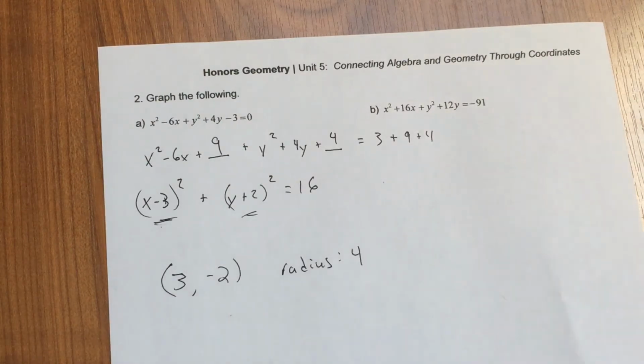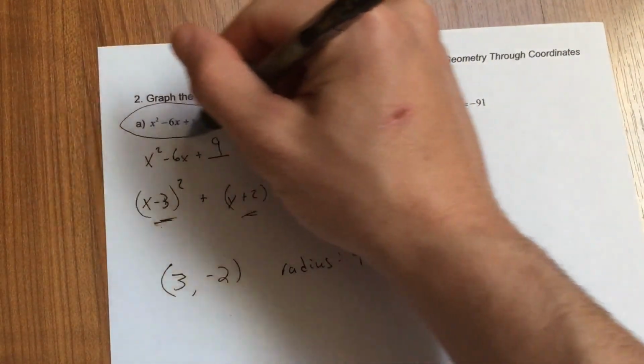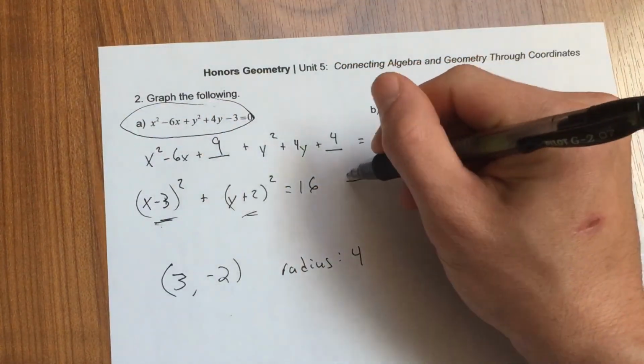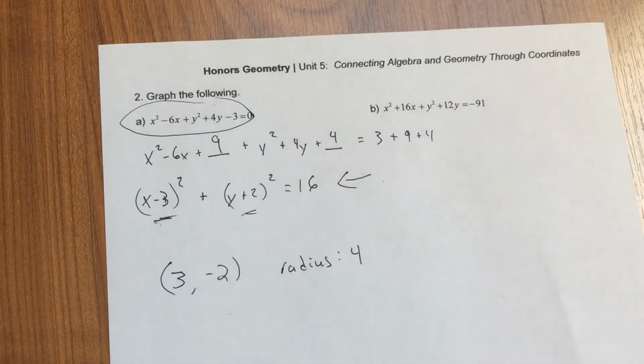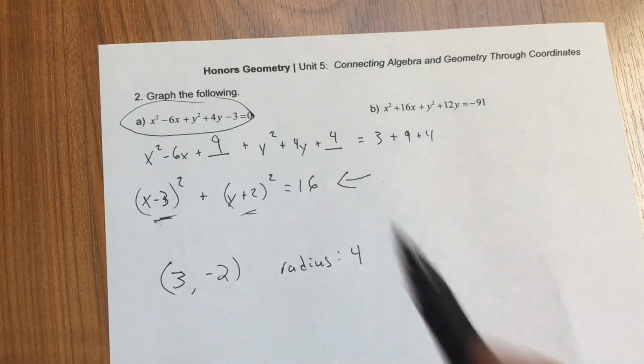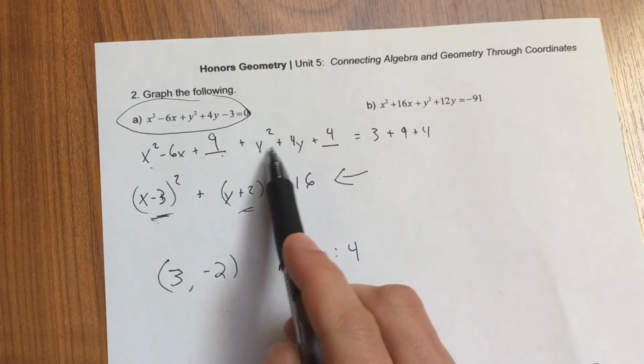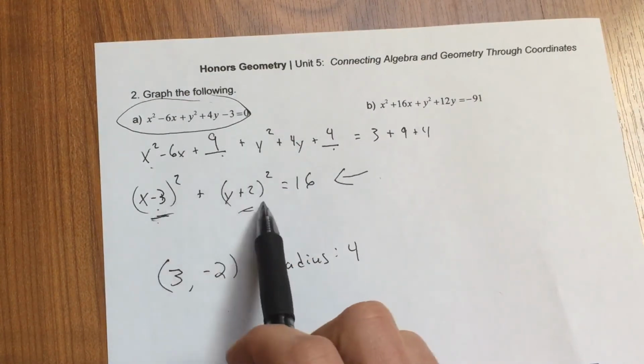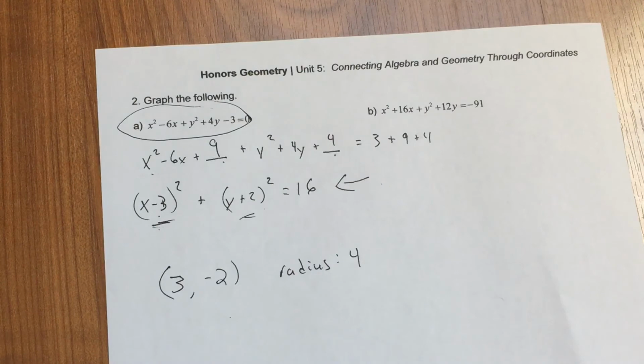We're trying to get from this equation into the equation of a circle that we're used to seeing. So in order to do so, we use the completing the square process to create these perfect square trinomials that then we can factor. Once we have those factored forms, now we can clearly identify the center and the radius. Once we know the center and the radius, then we can graph on our graph paper.